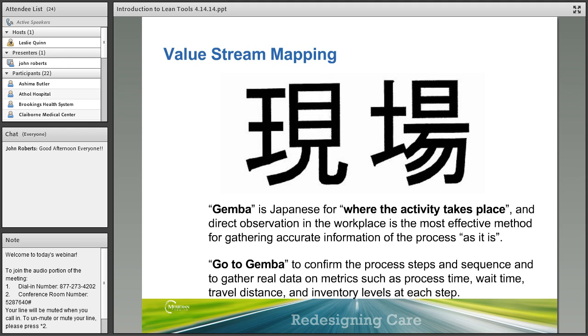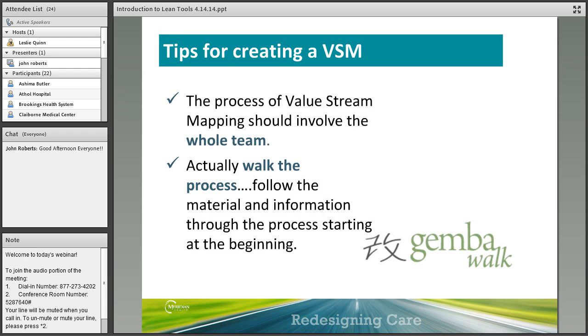We're really going to be walking through that as the patient goes through that process. It's really the most effective method of gathering accurate information about how the process is done. What we find is that we may do several Gemba walks. We may do one in the daytime, one in the evening, one at night, one on weekends, because I can guarantee you that the process varies, sometimes significantly, by different people who are doing that particular process.